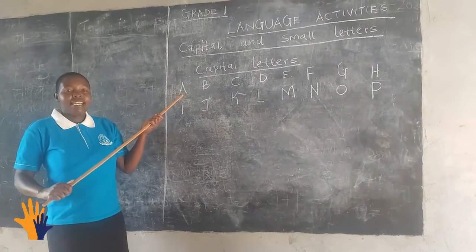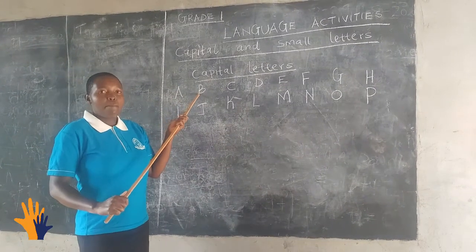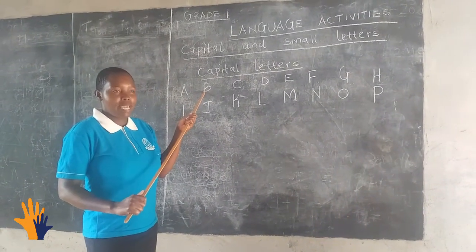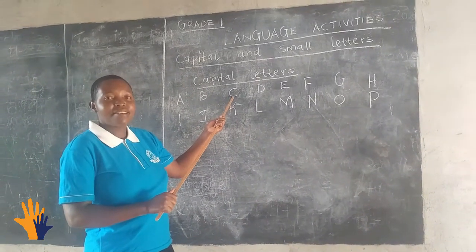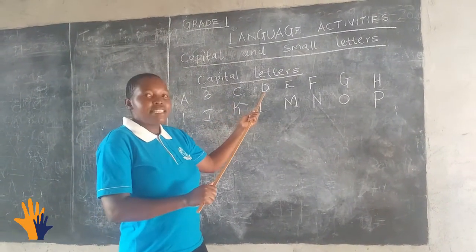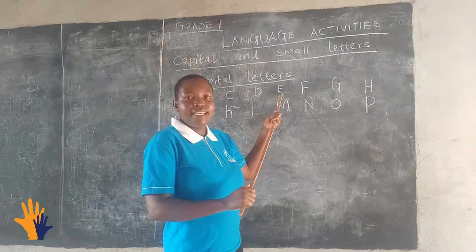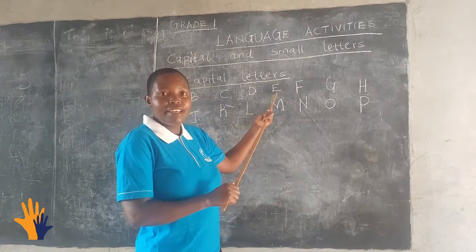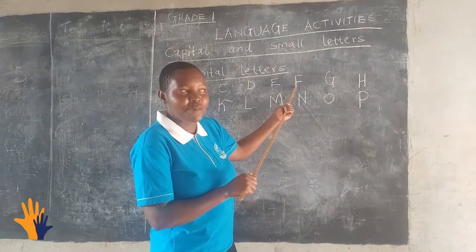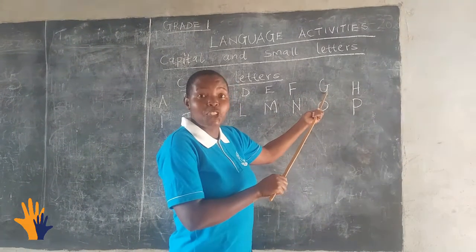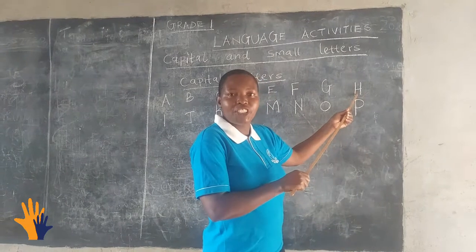Letter A. This is letter B. Letter B. This is letter C. Letter C. This is letter D. Letter D. This is letter E. Letter E. This is letter F. Letter F. This is letter G. Letter G. This is letter H.